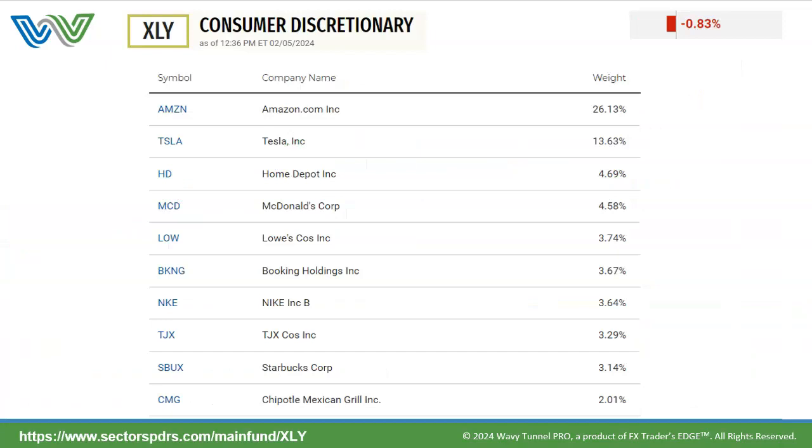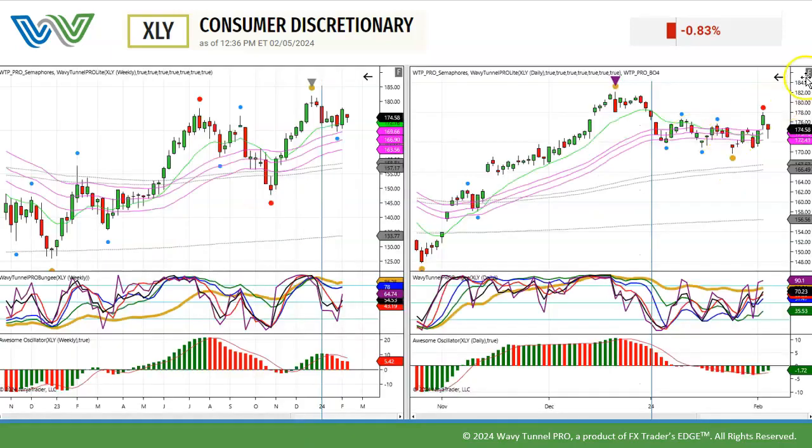Consumer discretionary is one of the underperforming ETFs, down 0.83% year to date. And these are the biggest holdings. So Amazon is the biggest, then Tesla, Home Depot, McDonald's, Lowe's, etc. Let's have a look. It's down for the year. Again, the vertical lines are the start of the year. Here we've reached a peak. We had nice divergence between this peak and this peak with the gray triangle. So nice divergence. You can see that in the awesome oscillator.